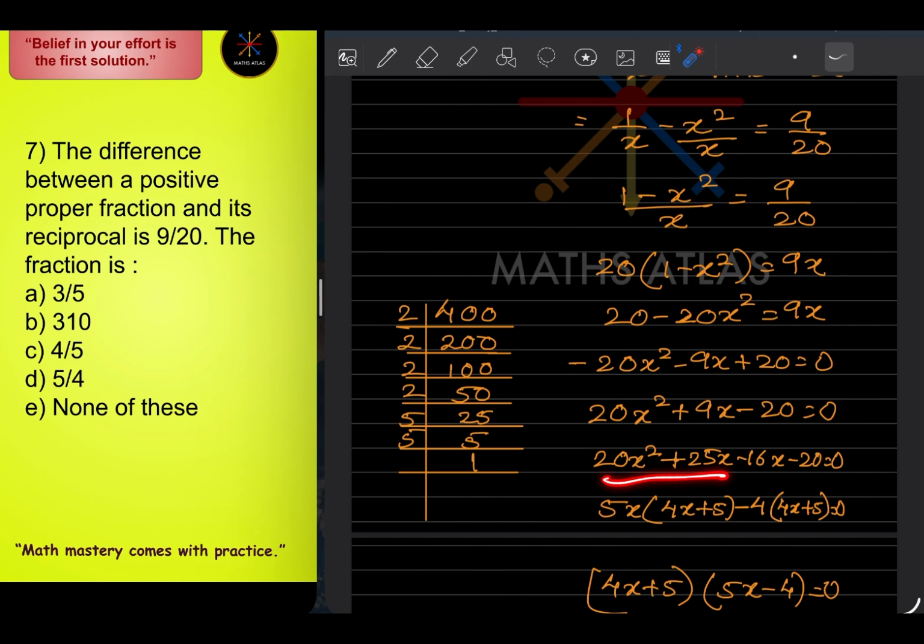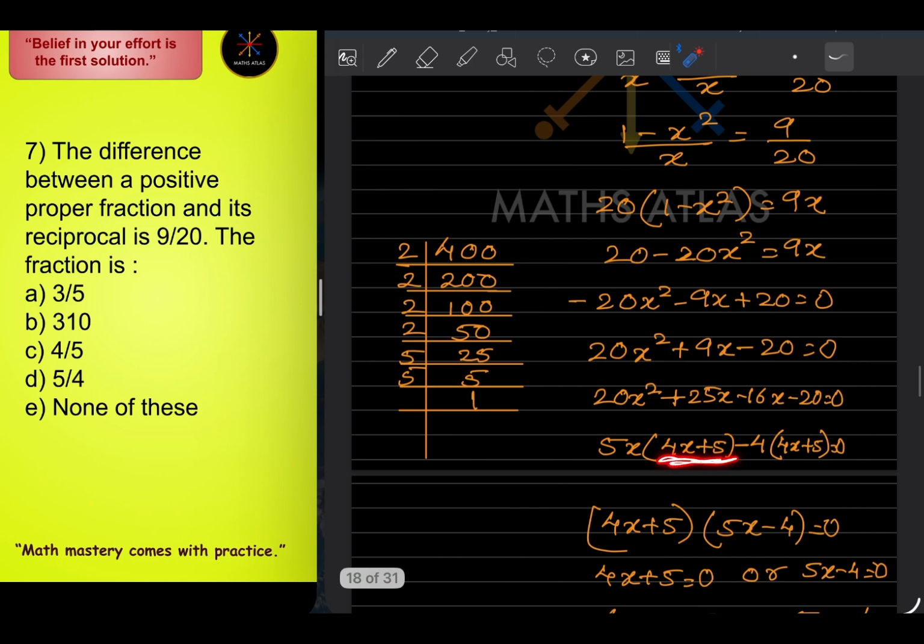Now we will group it. In this one, 5x will be common, and in the bracket will be 4x, because multiplying gives 20x square, and 25x gives plus 5. Same sign, whatever is here, you put it over here. Again for this one, we take 4 common, so 4 into 4x, that is 16x, and minus 20 gives 5 here. Now you will see that both brackets are the same, and they should be the same.